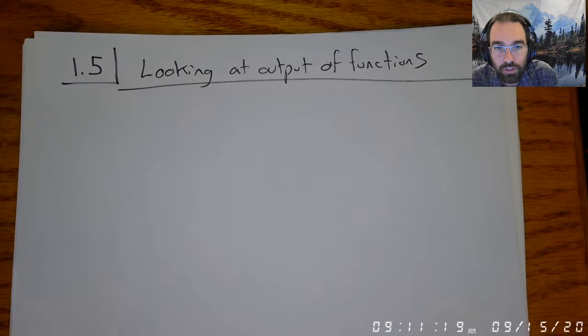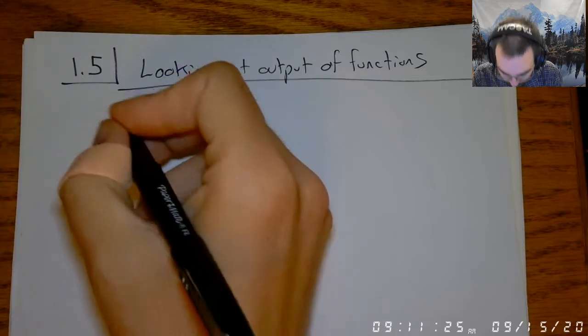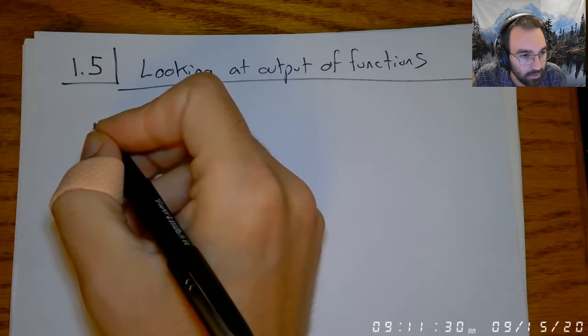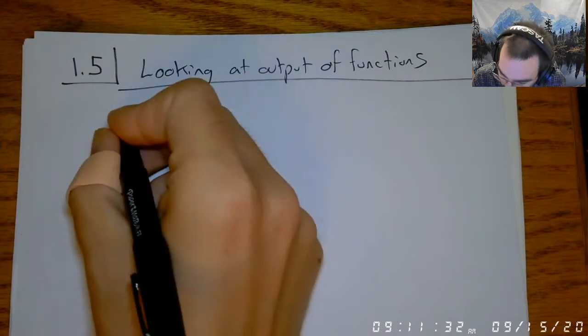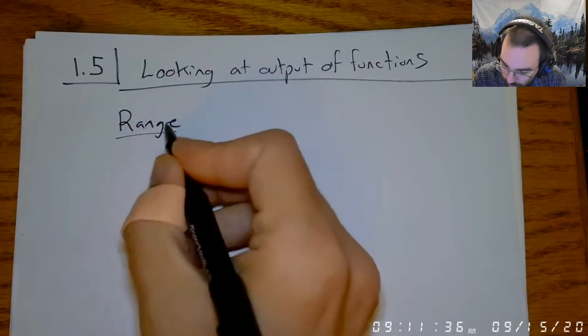Okay, so we're going to be looking at the output of functions. So the first thing I want to do is talk about output, when we talk about what works for the output, we talk about range.